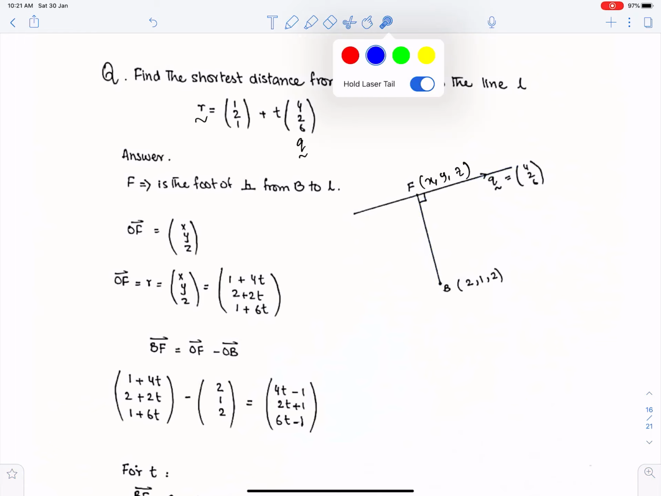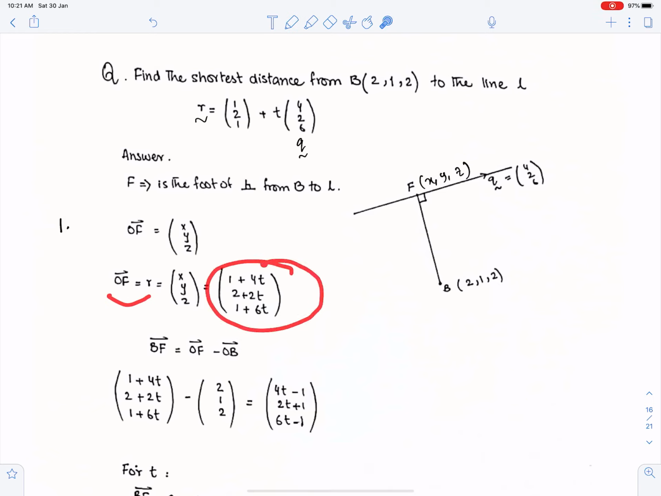Now number 1, first work for OF. This is the step 1. So OF will be this. OF is R. This is OF. Now work for vector BF. So it's simple. We have OF, we have OB, we can easily get BF. This is BF.